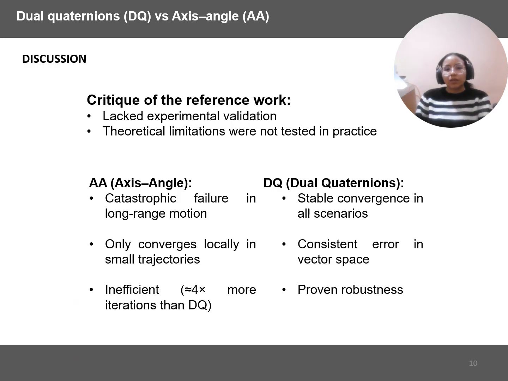This graph gives the proof the reference paper was missing. For bigger motions, axis angle fails. For small motion, it works, but is slow. Dual quaternion works in all cases, fast and stable. This difference shows that dual quaternions are not only theory, but also a practical solution for robot control.